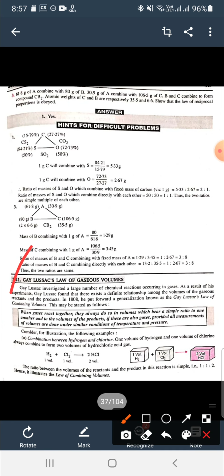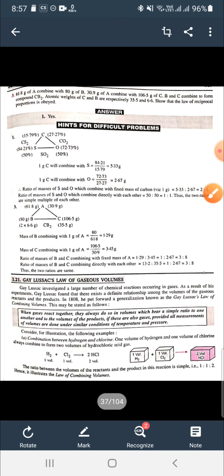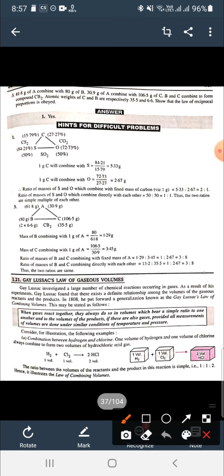Next is Gay-Lussac's law for gaseous volume. In this law, we study that when gases react together, they always do so in volumes which bear a simple ratio to one another and to the volumes of the product, provided all measurements of volumes are under similar conditions of temperature and pressure. It means if we are giving the same conditions of temperature and pressure, then the gases which react and the products which form will be in a simple ratio.